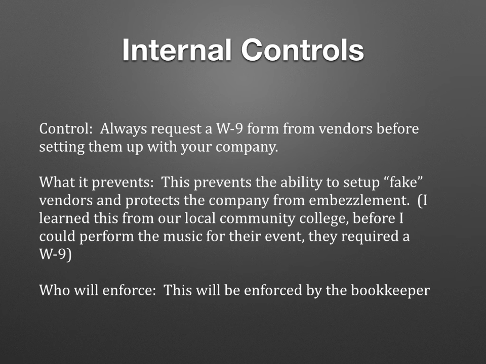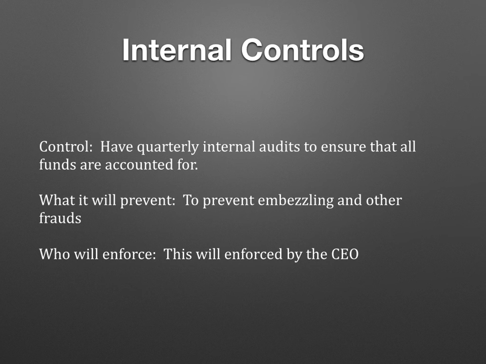Internal controls are a great way to protect a company from fraud and other ethical problems. The first internal control that I recommend is to always request a W-9 form from vendors before setting them up with your company. This prevents the ability to set up fake vendors and protects a company from embezzlement. The bookkeeper will enforce this control. Second, always have quarterly internal audits to ensure that all funds are accounted for. This will also help to prevent embezzling and other frauds. The CEO will enforce this.